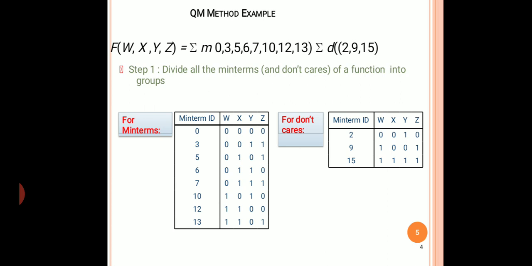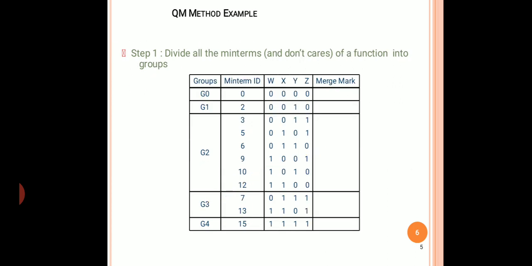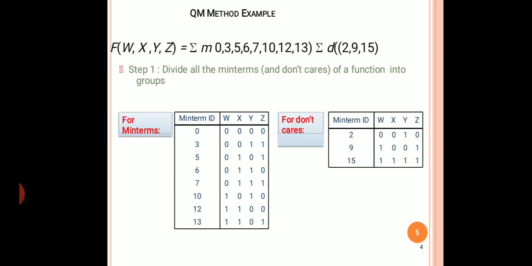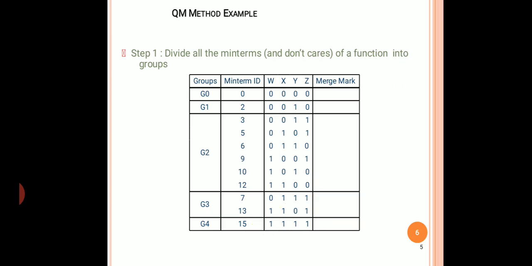Only select these numbers. Any other number is not allowed. The first number is 0. And in this table, if you observe, we have written their binary equivalents. So for min term 0, what is the binary equivalent? All zeros. It does not include any one. So in the next table, that is G0, the min term ID 0 will come and its binary representation. Is there any other number from the given expression which contains no ones? There is no such number present. So group 0 is over.